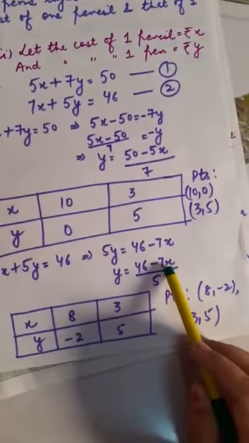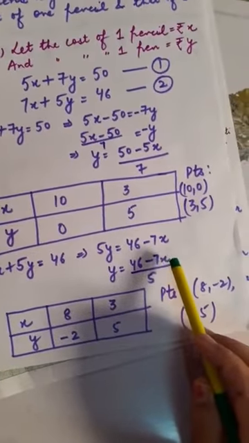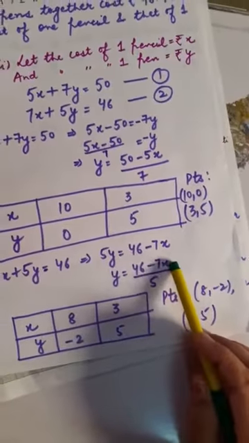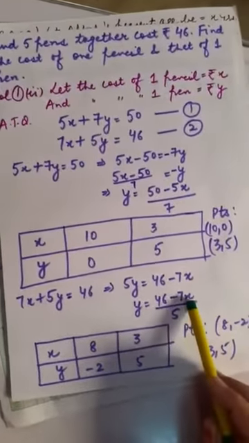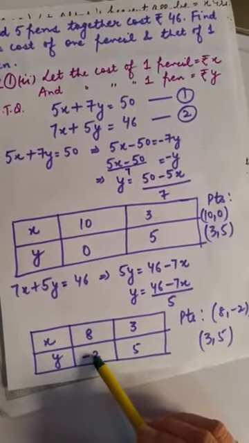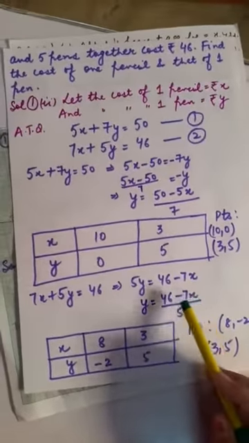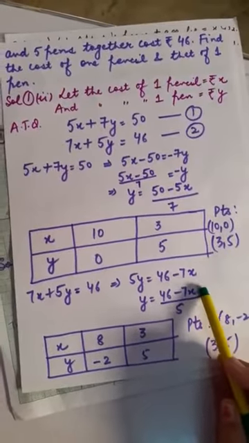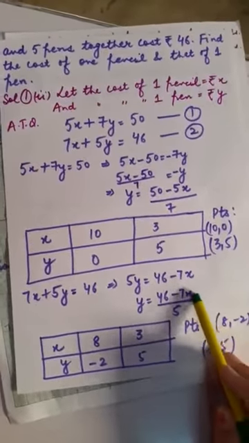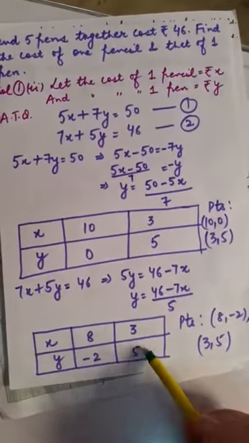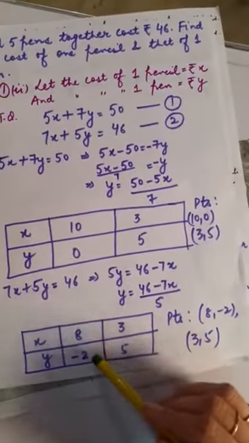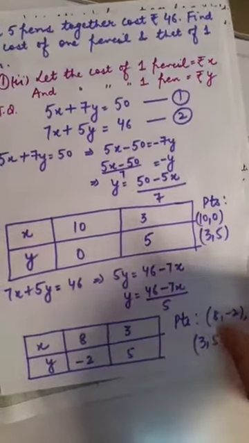Now again, here in place of x, I have written 8. 46 minus 7 into 8 means minus 56. So this will be minus 10 divided by 5. You will be getting minus 2. Here x is 3 now. So 46 minus 7 into 3, that will be 21. So you are going to get 25. 25 divided by 5, you have got 5. So what are the points to be plotted? 8, minus 2 and 3, 5. Now again, this I have plotted on the graph paper which I had. See children, after plotting these very points, let us discuss.